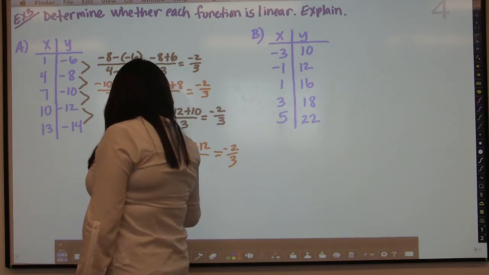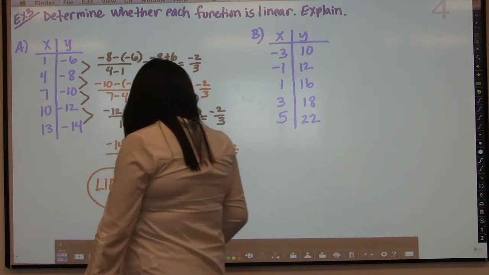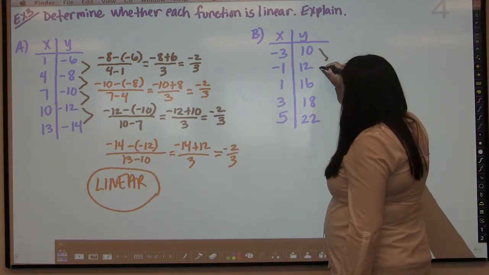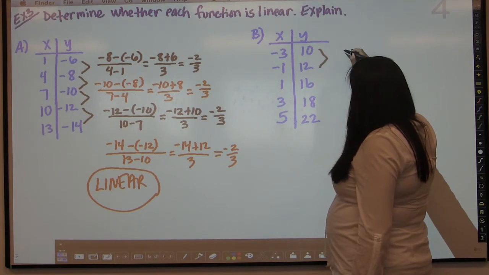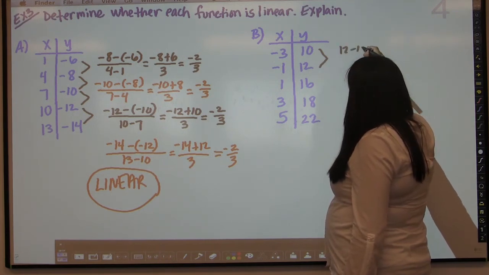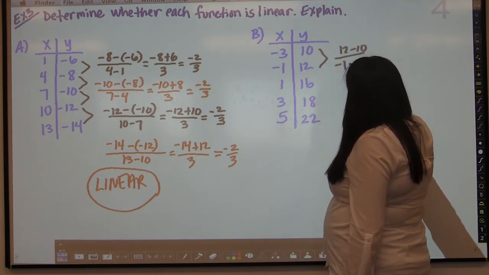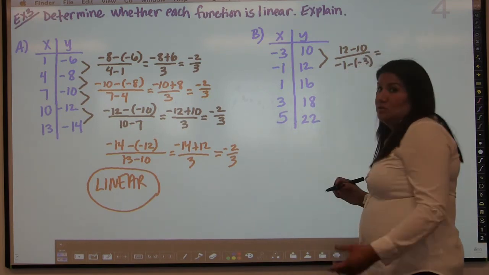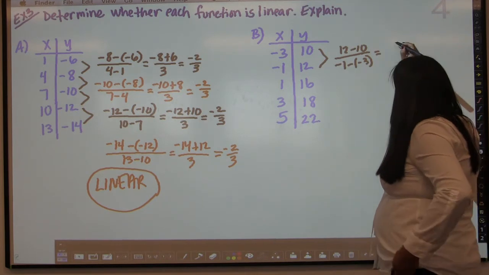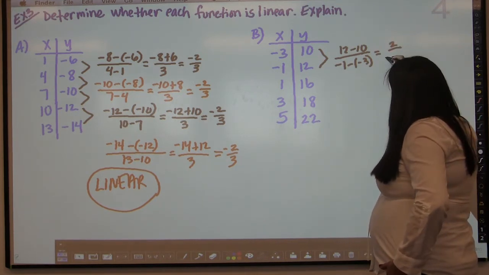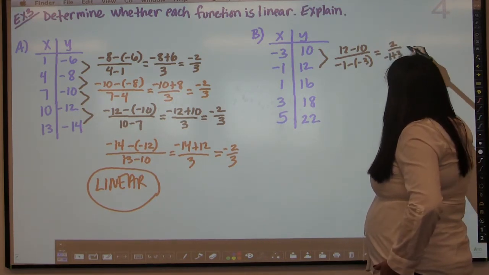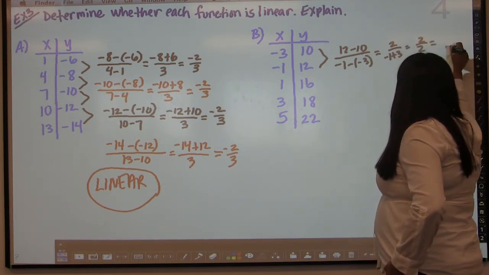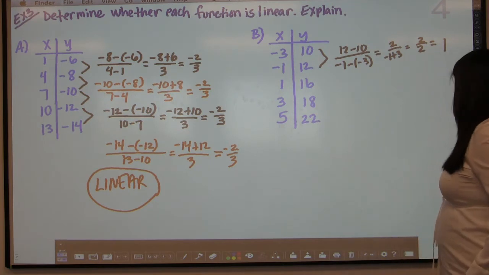Yes, it is linear. So now we're going to do the same thing with these guys. We're going to get, again, the change in y, so it's 12 minus 10 over -1 minus -3. Be careful with those minus negatives because those do become positives. 12 minus 10 is 2, and then -1 plus 3. So we get 2 divided by 2, which is 1. So my slope there is 1.